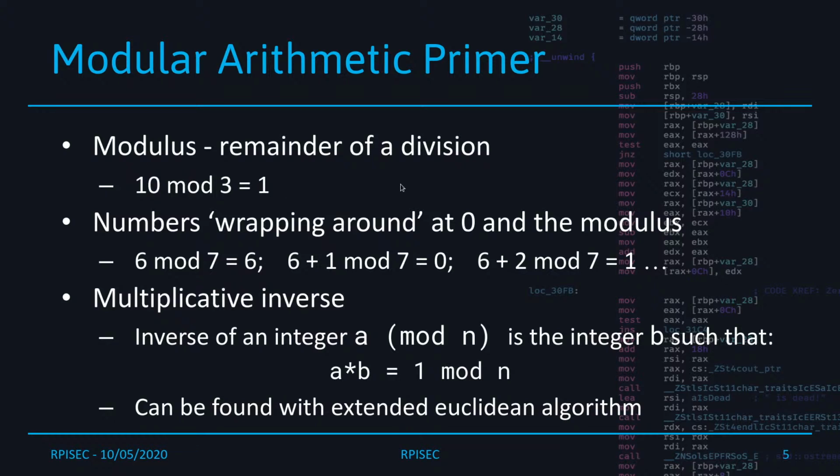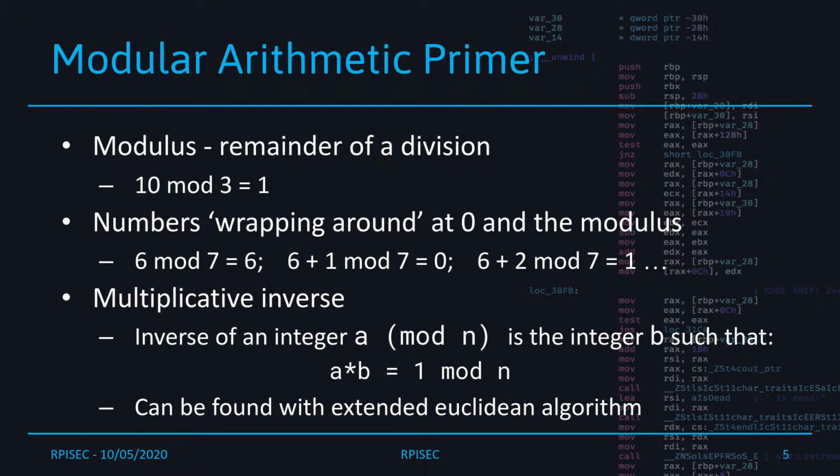Another concept in modular arithmetic is that of the multiplicative inverse. Modular arithmetic only deals with integers. There's no such thing as fractions in modular arithmetic. So if we want to do a division modulo some number, we have a different way of thinking about it.